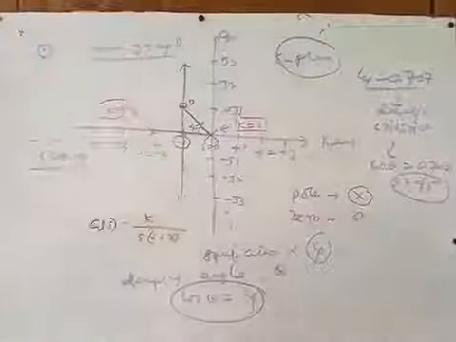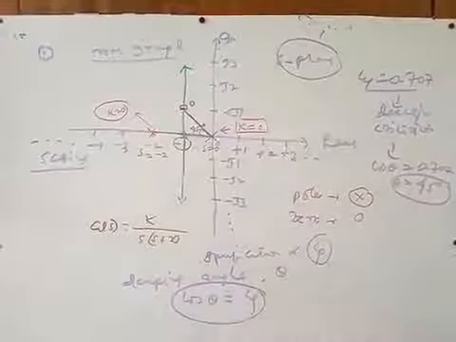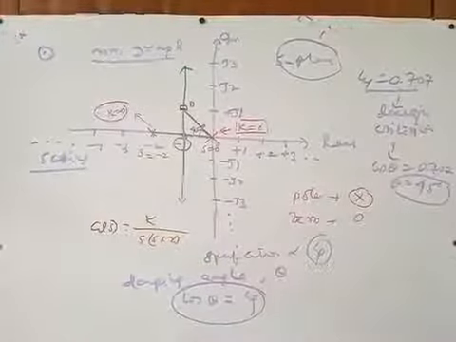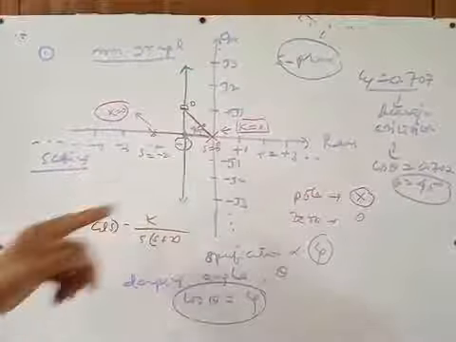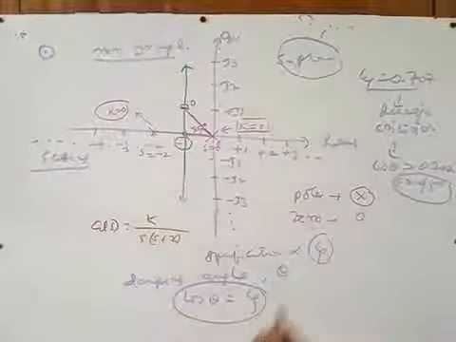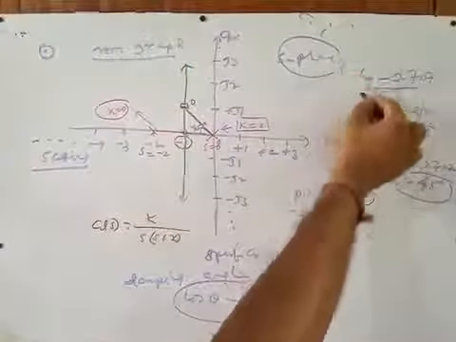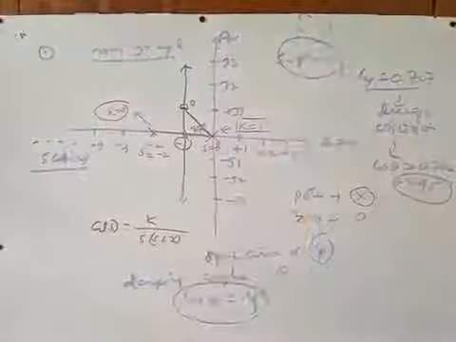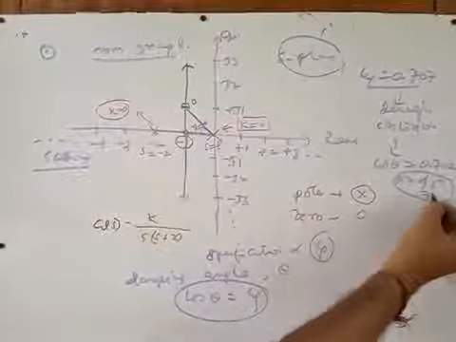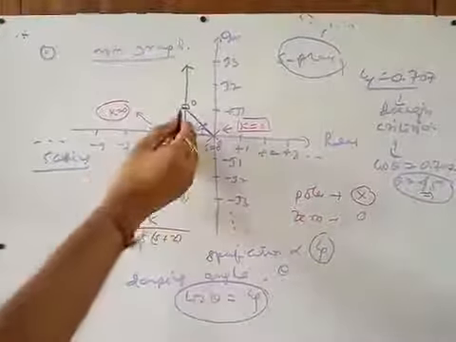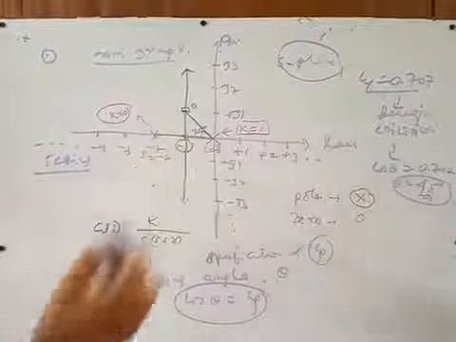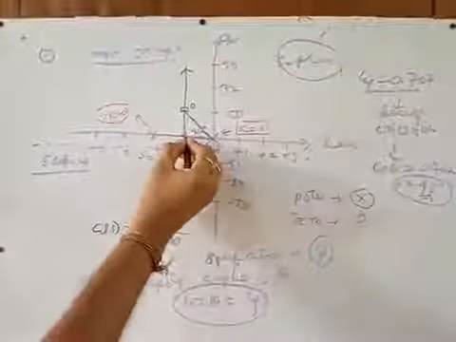Now I have to get the pole locations, that means the closed loop pole locations. That means you have to find the value of S on this locus such that xi becomes 0.707. And xi becomes 0.707 means theta becomes 45 degrees. So you get this location. Now see, this is 45 degrees and this is your -1.